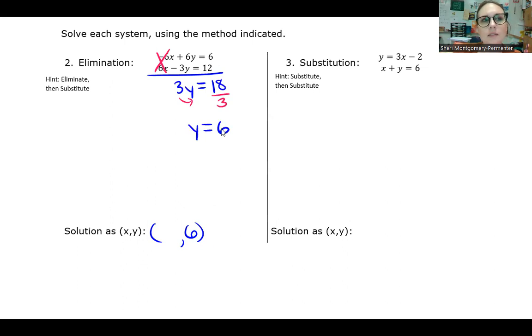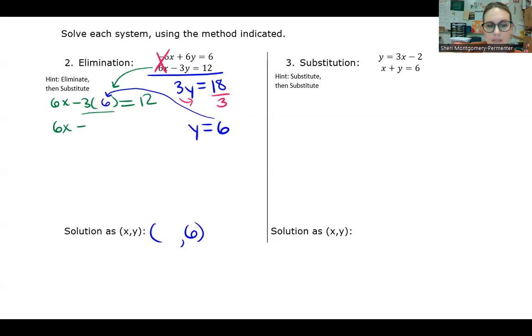So when I plug that in, y is 6. I could plug it into the top one or I could plug it into the bottom one. It doesn't really matter. Which one do you want to plug it into? Okay, I'll plug it into the bottom one. So I'm going to take that bottom equation, 6x minus 3, and I'm going to leave myself a space for the y, is equal to 12. So I'm taking this 6 and I'm plugging it in right here. And now I evaluate. So I can do 3 times 6 is 18, so it's negative 18.